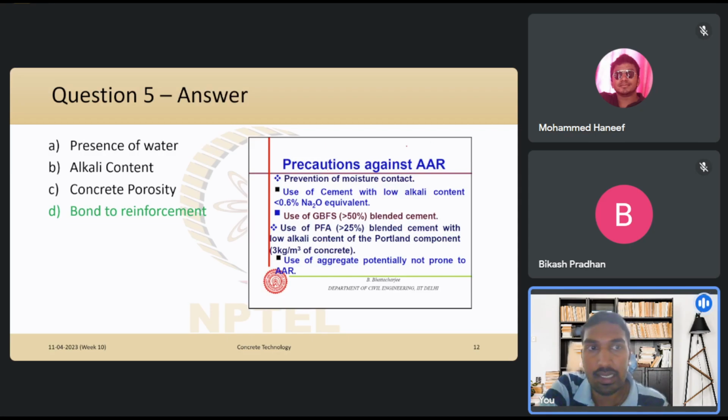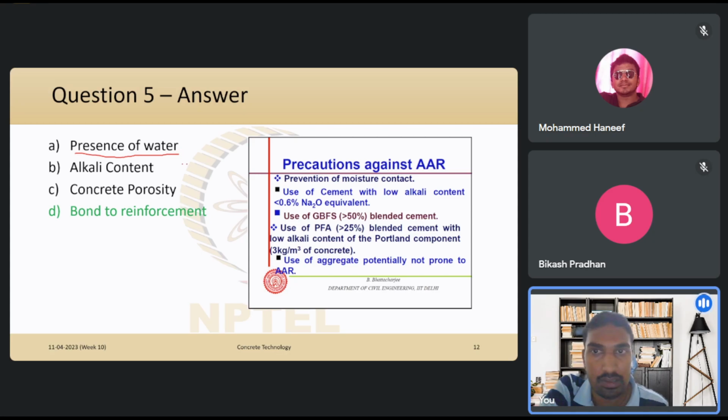In alkali aggregate reaction, it is a reaction between the silica content that is present in your aggregates and the alkali that is found in your cement. So it is a reaction between these two components in the presence of moisture. So that's when this alkali aggregate reaction occurs. As I said, it happens in the presence of moisture, so moisture is an important factor. You need it for the reaction to occur.